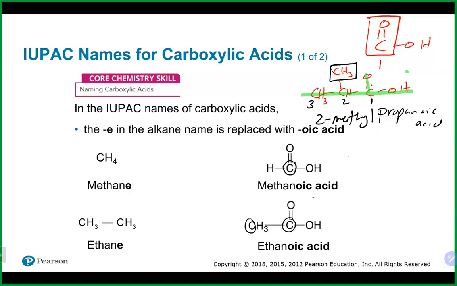Sometimes these do have common names, as we may see. This is sometimes referred to as formic acid, and this is also sometimes referred to as acetic acid, also known as vinegar, basically. So some of these early ones will have common names. Acetic acid, I would say, is probably used more than ethanoic acid, but we can use ethanoic acid. Thank you.